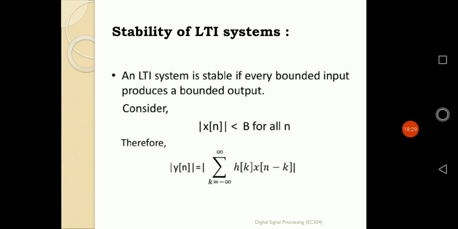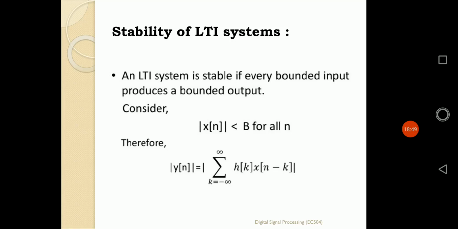An LTI system is stable. The logic is that a system is said to be a stable system if for each and every bounded input, the system produces a bounded output. Then those types of LTI systems can be defined as stable systems.